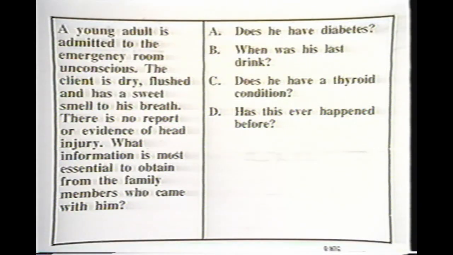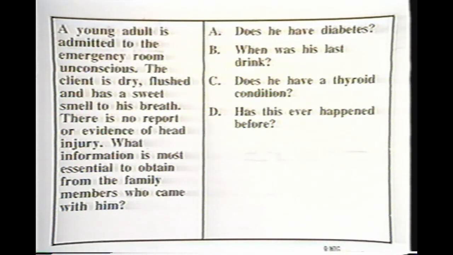I think it's time for us to do another question. And I want you to look at this question. A young adult is admitted to the emergency room unconscious. The client is dry, flushed, and has a sweet smell to his breath. There is no report or evidence of head injury. What information is most essential to obtain from the family members who came with him? Does he have diabetes? When was his last drink? Does he have a thyroid condition? Has this ever happened before?